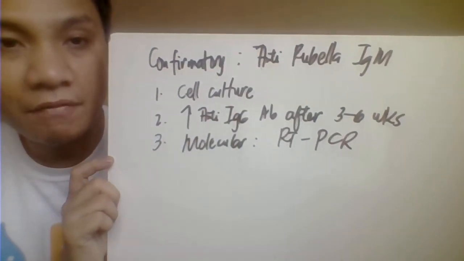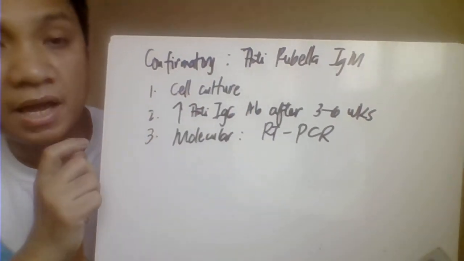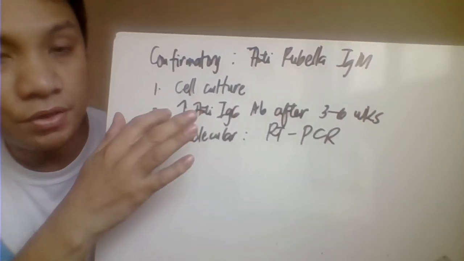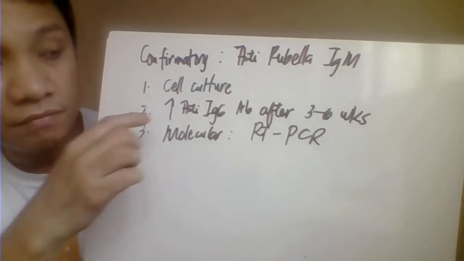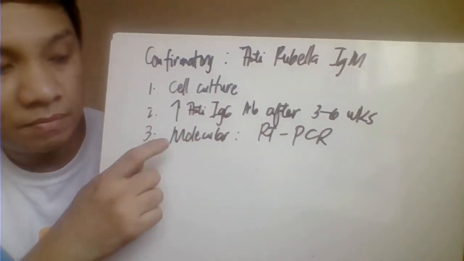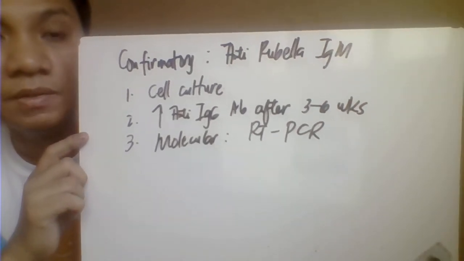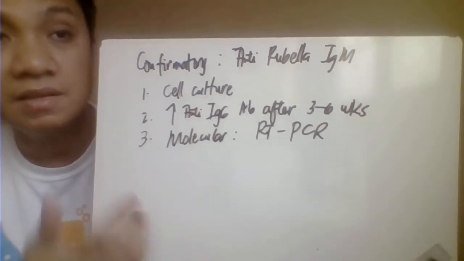If the patient is positive for anti-rubella IgM antibody, you could confirm that by any of these: perform cell culture, detect the IgG antibody and repeat testing after 3 to 6 weeks, or use molecular diagnostics through real-time PCR, which is a specific test for that and very sensitive as well.